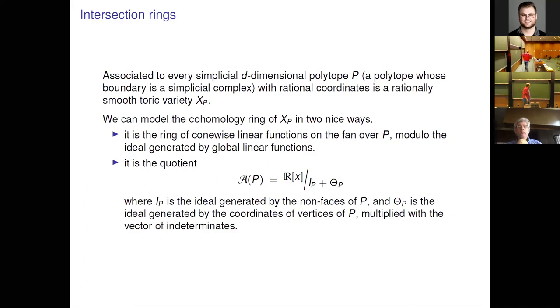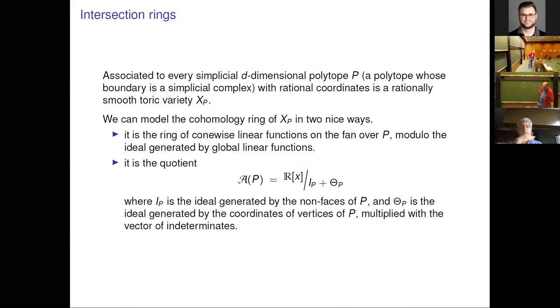So one way to do this is, if I have my polytope, I can look at the fan over that polytope. And I basically look at the space of piecewise polynomial continuous functions on this fan. So on every single one of these domains, I want it to be polynomial, but at the transition pieces, I want it to be continuous. And if you mod out this space additionally by the ideal generated by the global linear functions, then you get the cohomology ring. That's a nice object to work with. You don't even have to talk about the variety. So that's nice enough.